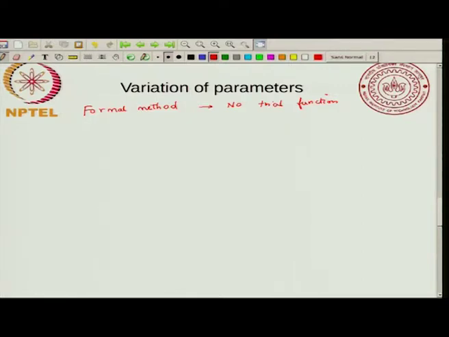So let us see what the formal method is. Suppose your yh of x, which is the solution of the corresponding homogeneous equation, you wrote it in the form C1 y1 of x plus C2 y2 of x.